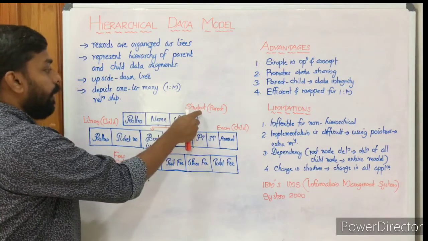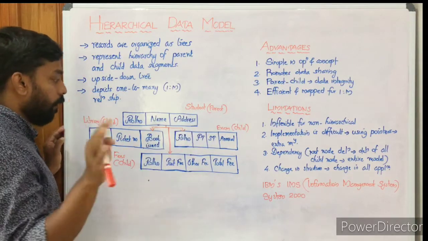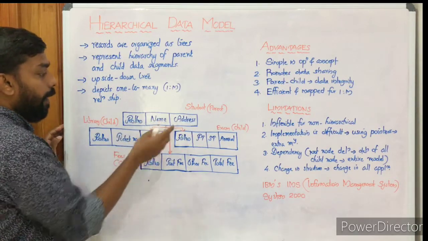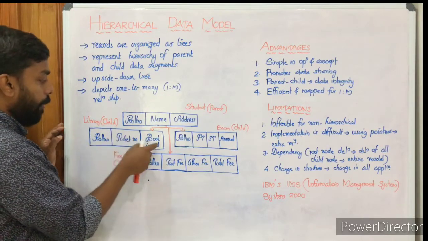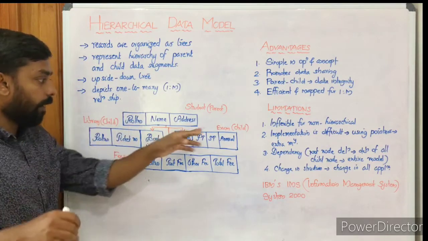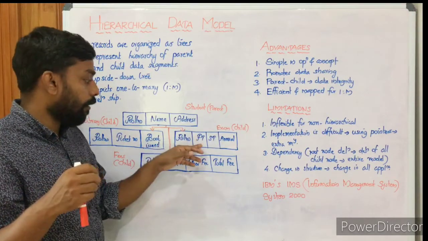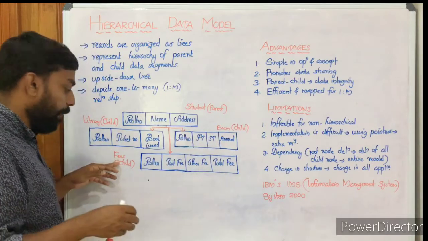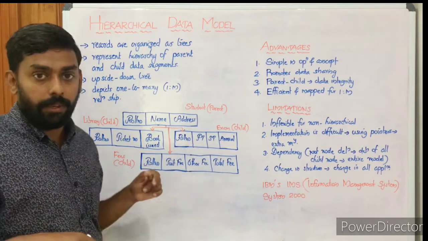So here student is a parent table, not table, parent record. Roll number, name and address are the fields, and library, that's a child record: roll number, ticket number and book issued are the fields. And here exam is also a child: roll number, first term, second term and annual. And fee, that's the last child table: roll number, tuition fee, other fee and total fee.